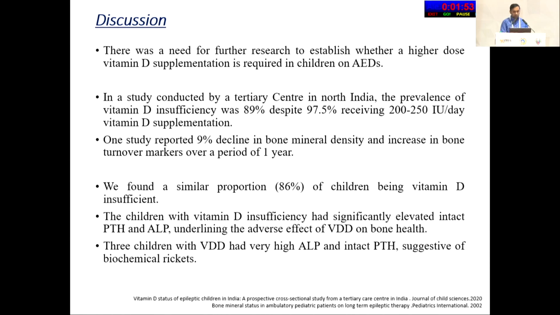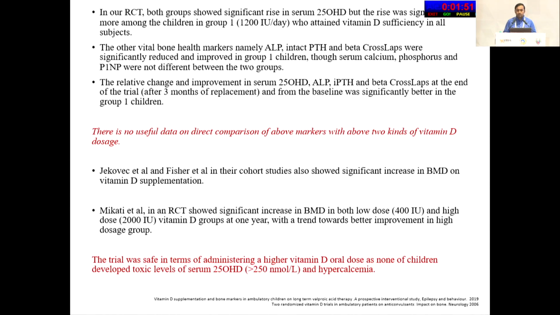So in our RCT, we showed that group 1, who received 1200 IU per day, had much better vitamin D levels and vitamin D sufficiency status, as well as bone health markers in comparison to group 2 at 3 months, and even the change over the 3 months was significantly better in group 1.